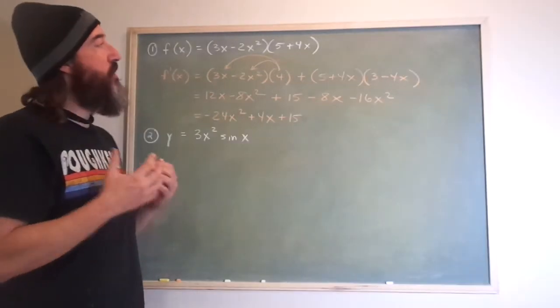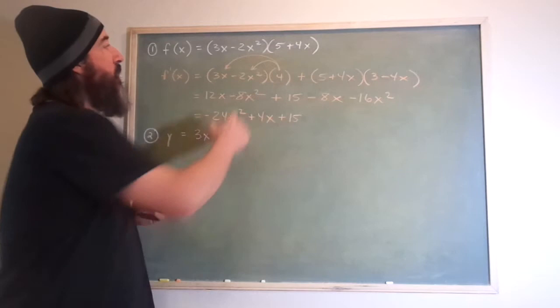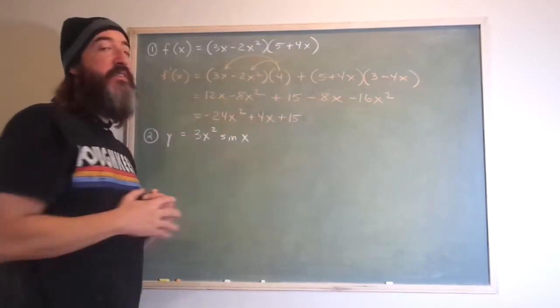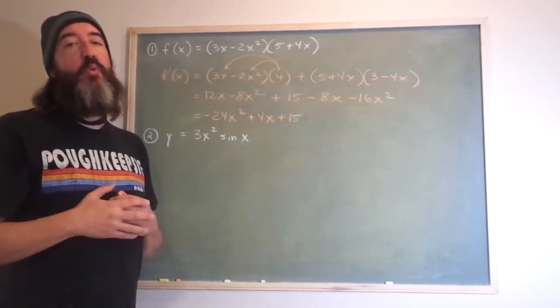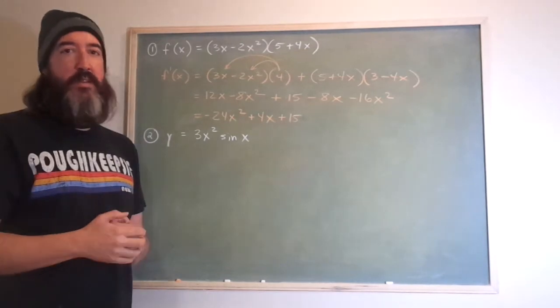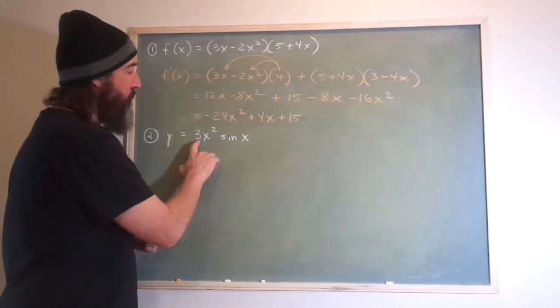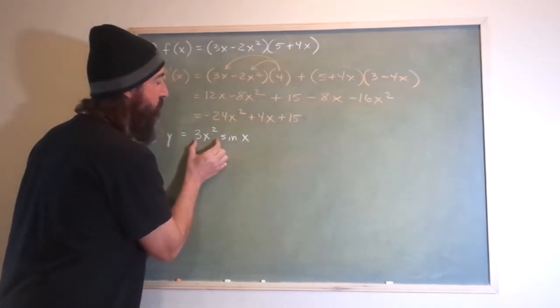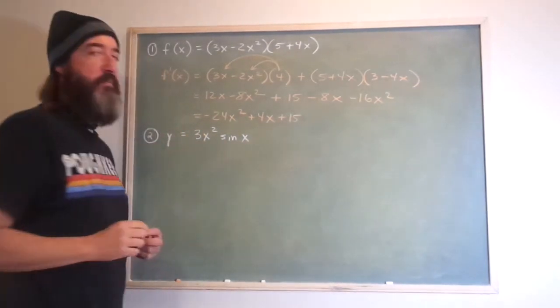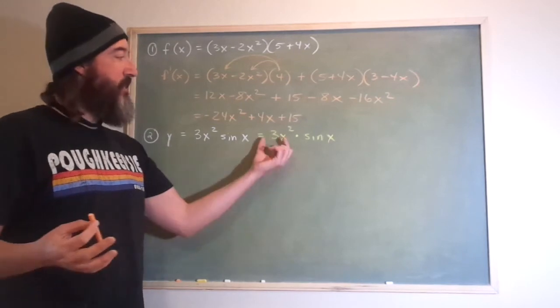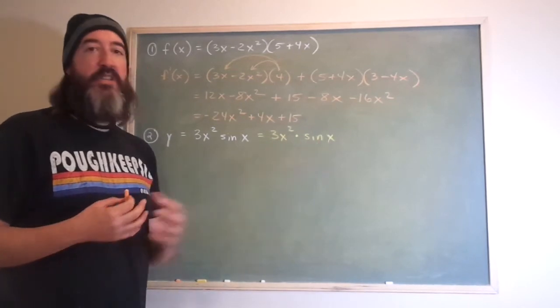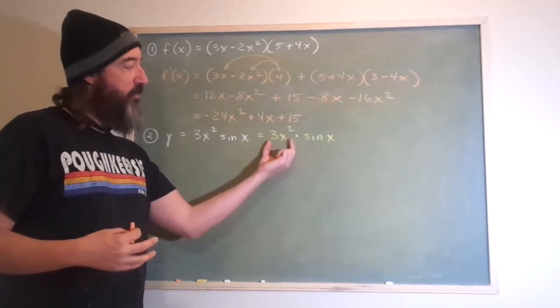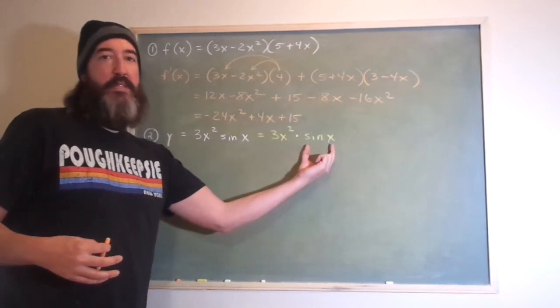Like I said earlier, in number 1 we could have avoided the product rule by first FOILing this out and then differentiating. But in number 2, we absolutely need the product rule. Now notice, number 2 has a constant multiplier. There's a couple ways you could think of it. I'm going to think of it as 3x squared times sine x. It may even be useful to write it as 3x squared times sine x, so there's a clear distinction about what the first piece is and what the second piece is.